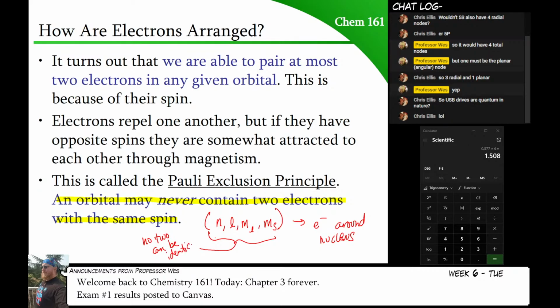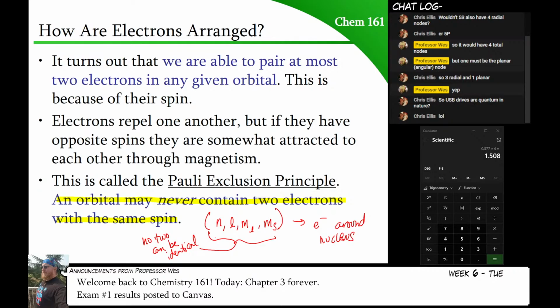And because of the Pauli exclusion principle, we can put 2 electrons in the same orbital, so the same n, l, and m sub l, but I cannot have the same m sub s. So no 2 sets of quantum numbers can be identical for electrons in an atom. I'm going to have unique combinations of all of my possible quantum numbers for our atom.